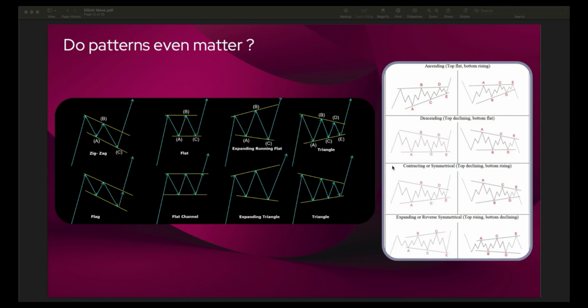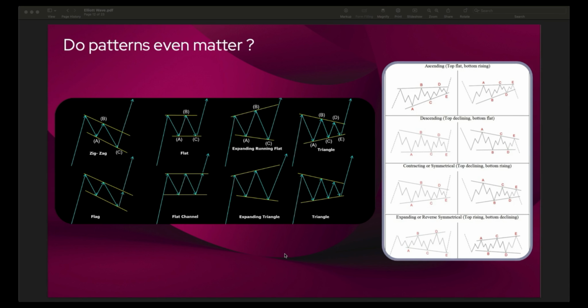It does not matter if you have a specific pattern like a zigzag or a flat or an expanding running flat. You will enter for a buy or a sell either way. So please don't think that you have to refer back to something like this and say, okay, what pattern am I in? Is this a triangle? Is this an expanding? No, you don't have to.